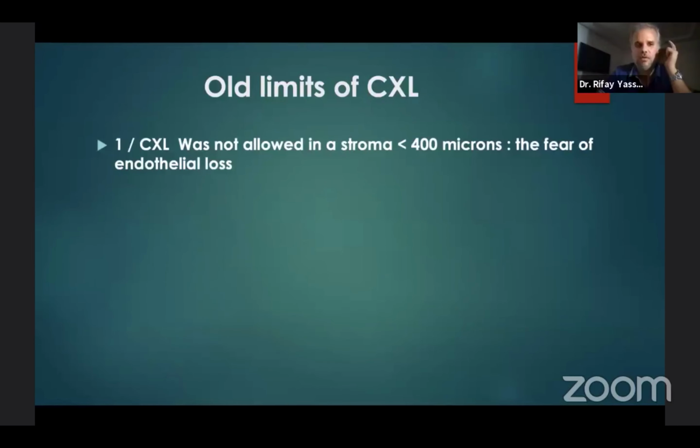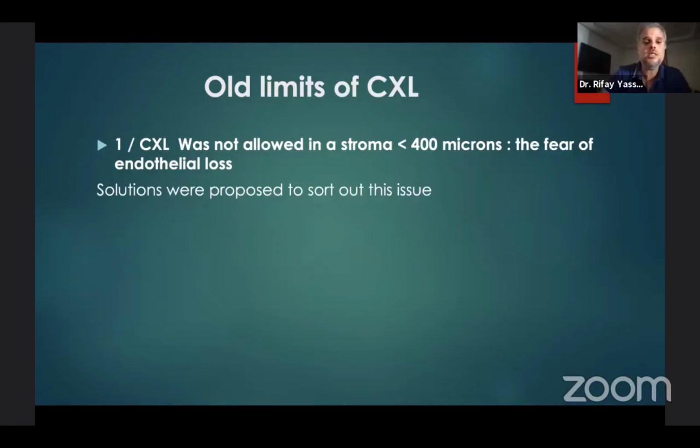What are the old limits of cross-linking? The first old limit was that the cross-linking was allowed only when the stroma was more than 400 microns. I mean epi-off. When you remove the epithelium and you measure the stroma before, when the thickness was less than 400 microns, we told the patient we cannot do the cross-linking for fear of endothelial loss. Some solutions were proposed to sort out this issue.